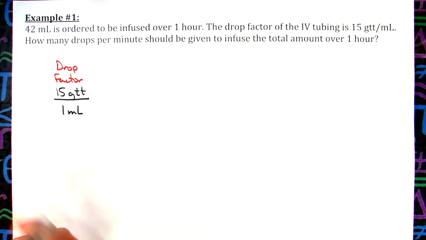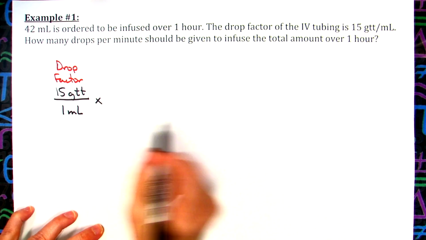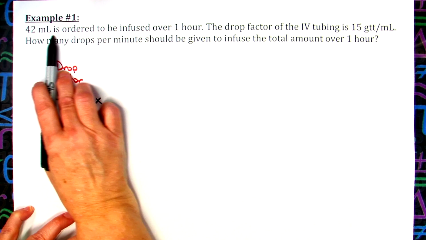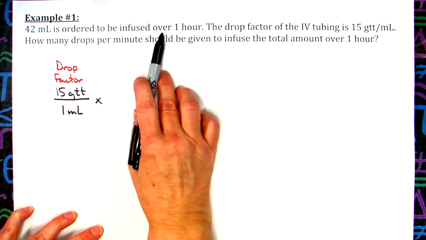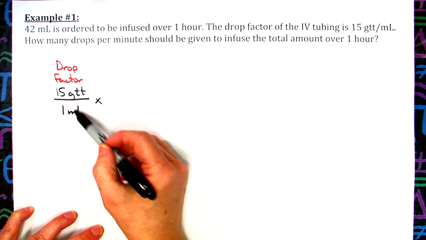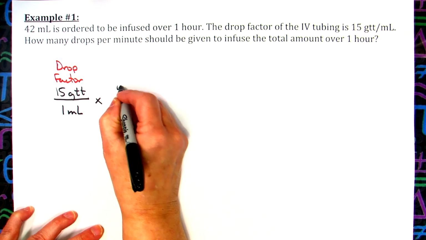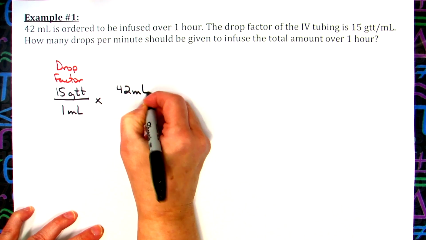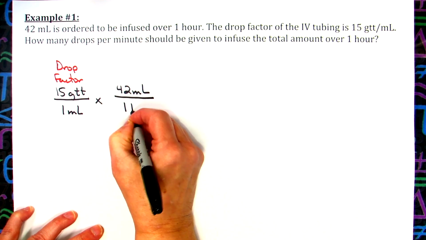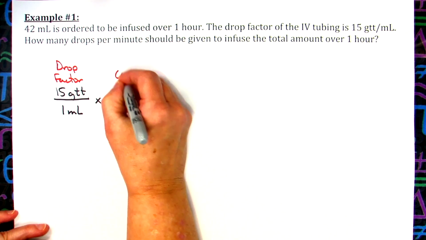All right, if we're using unit analysis, that means I'm going to multiply by another fraction. I'm going to multiply by what's ordered. I've got 42 milliliters ordered to be infused over 1 hour. In unit analysis, you want labels to cross off. So since milliliters is in the bottom here, I'm going to put milliliters in the top here. So I'm going to have 42 milliliters, and then 1 hour here.